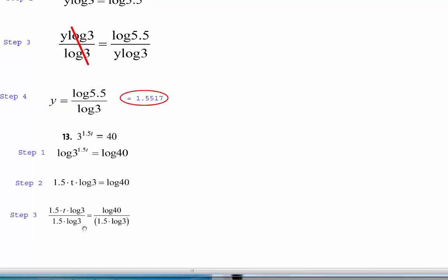So step 3, you can see I've divided everything by 1.5 times log base 10 of 3. I did that on both sides. And on the left side, things will cancel. The 1.5s will cancel, the log base 10 of 3 will cancel, leaving me with only the t on the left side. So step 4 will be to isolate the variable and solve.